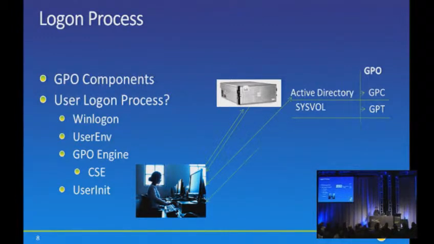Then the system goes to SYSVOL, takes those GPTs, and with the help of CSCs, which are client side extensions, applies them. In Windows XP, we hardly have 8 client side extensions. These are DLL files which help us apply the group policy and make sure it is applied. Then we initialize the userinit process and call explorer.exe, so the user gets a desktop. This is the basic logon process.